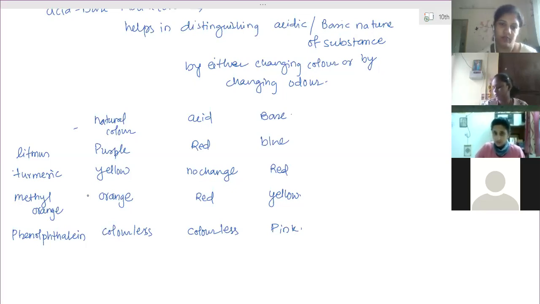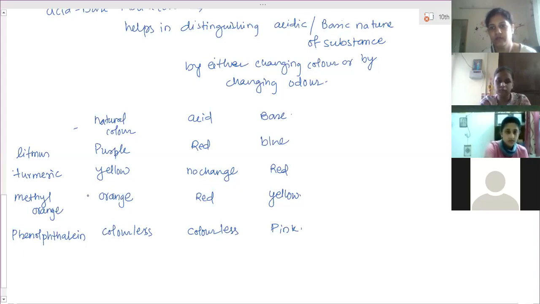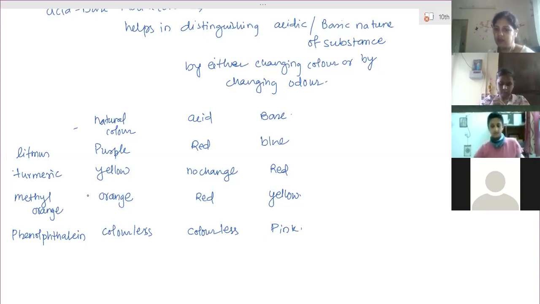Okay. Olfactory indicators. What are the examples of olfactory indicators? Vanilla essence, clove oil, onion extract. All of them show the same change: in acid, no change in the odor, but in base, the odor vanishes. Olfactory indicators have a specific peculiar smell. That smell remains the same if acid is added, but the smell dilutes or vanishes when base is added.